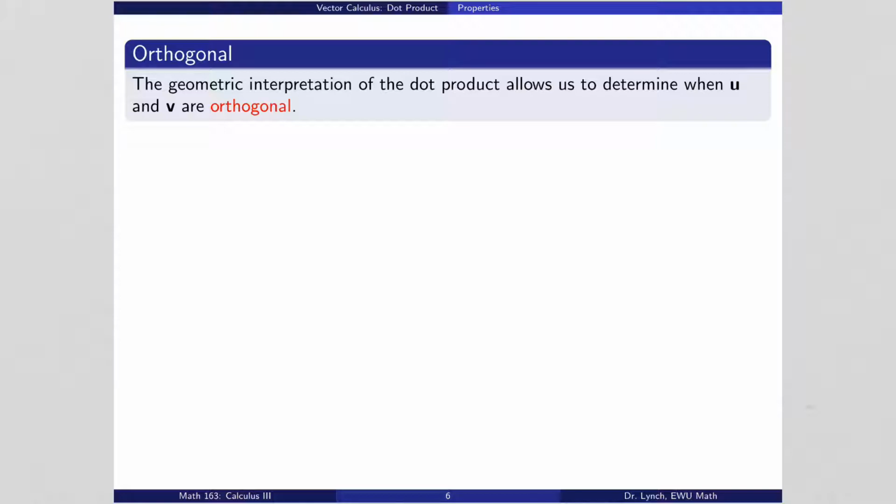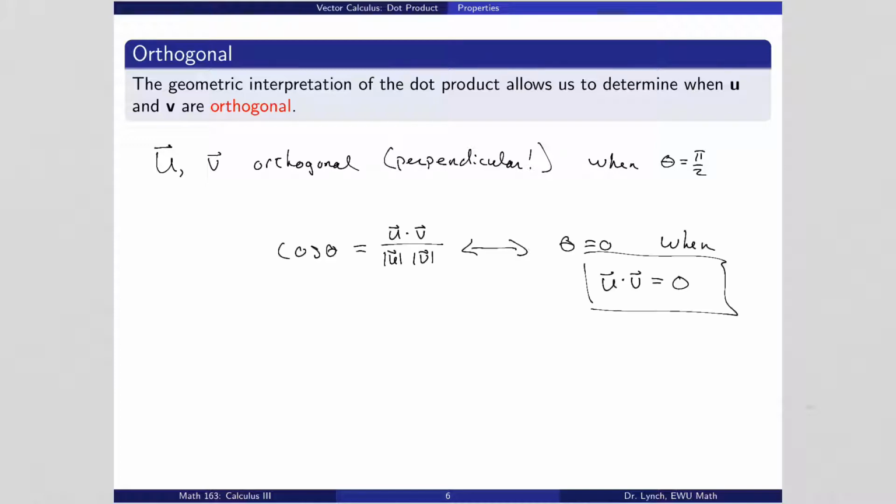So again, this geometric interpretation of the dot product tells us when the vectors are orthogonal. We'll say that two vectors are orthogonal if the angle between them is 90 degrees, or when the theta from that dot product is pi over 2. Of course, cosine of pi over 2 tells us that the dot product is 0. So this condition that u dot v is equal to 0 is a way to tell us that vectors are perpendicular.